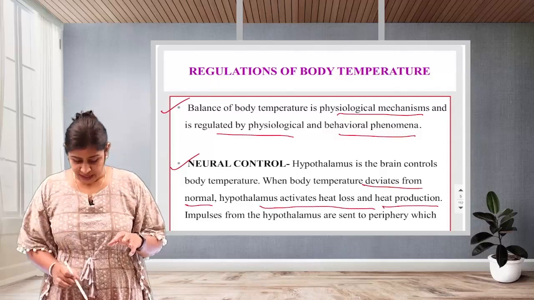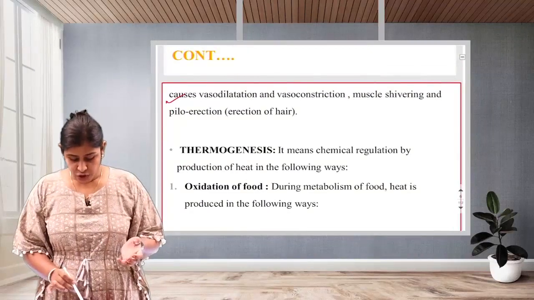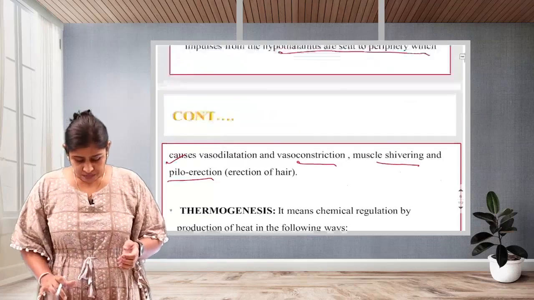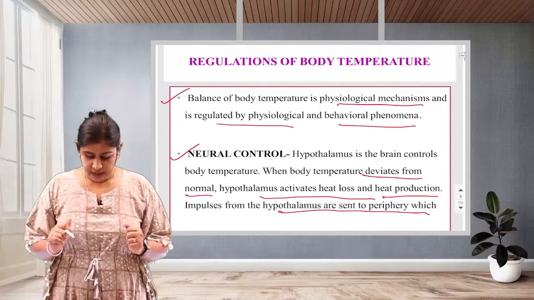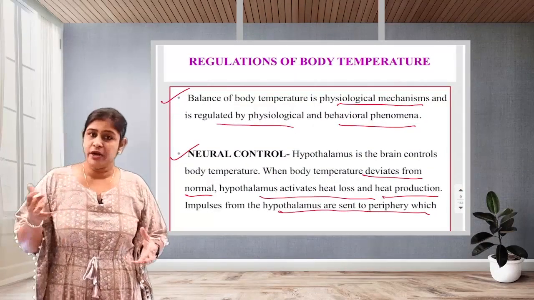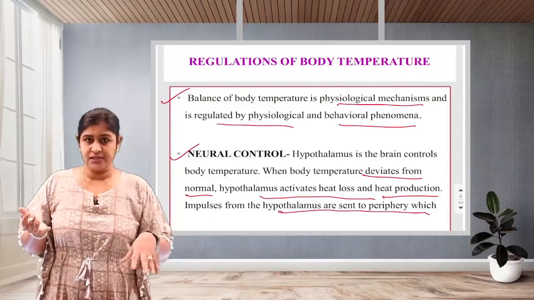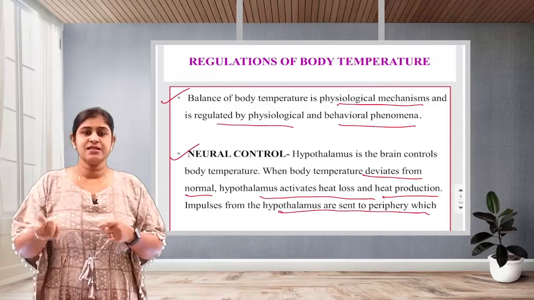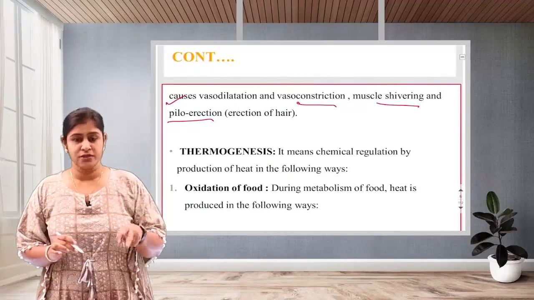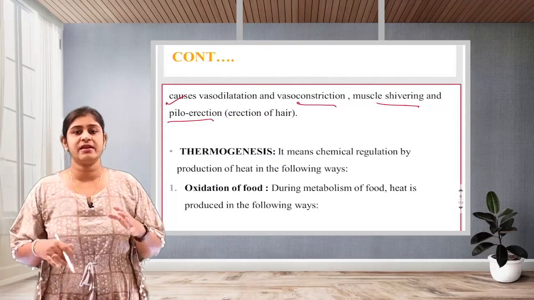Impulses from the hypothalamus are sent to the periphery, which causes vasodilation, vasoconstriction, muscle shivering and piloerection. So the hypothalamus in the brain controls the body temperature, and when it deviates from the normal, the hypothalamus activates heat loss and heat production. Piloerection means the erection of the hair.